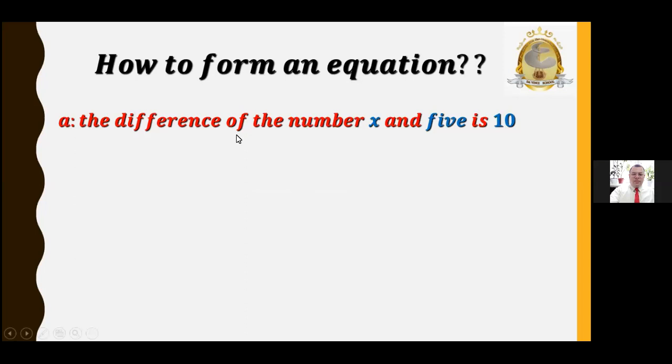Let's convert this verbal expression to write our equation. The difference. Remember, this word, the difference, means subtraction. Subtraction of what? The number x and 5. Between them, difference. Then x minus 5 is 10, equals 10, as here it represents equal. Then x minus 5 equals 10, because here he said the difference, minus, between the variable x and the number 5. This equals 10.